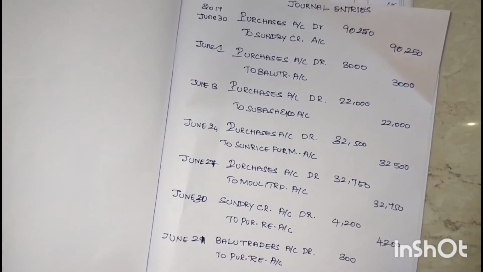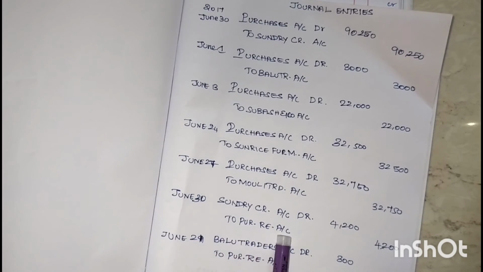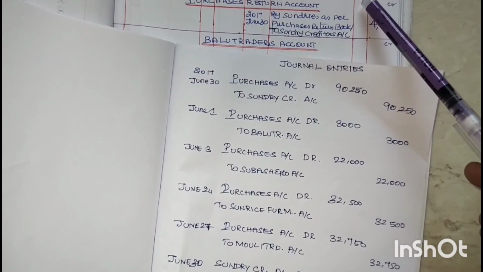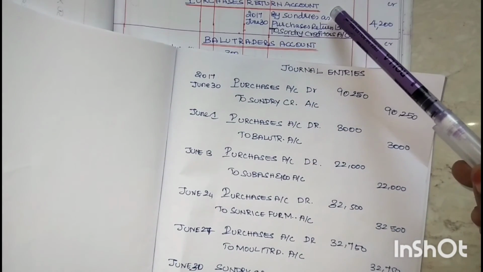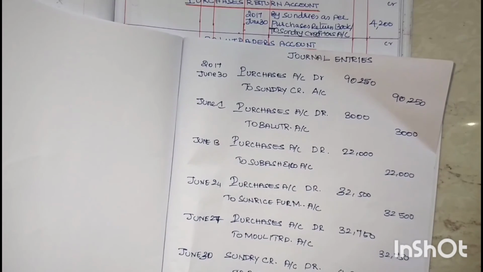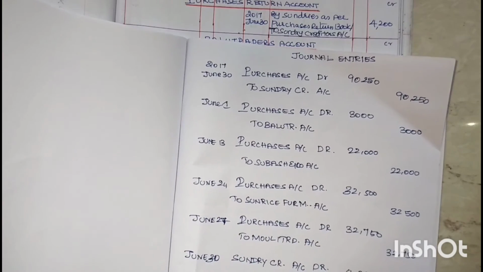Okay. So where is the purchases return account? Purchases return account is on the credit side. So we write the name of the account on the top middle, that is the purchases return account. Where is the purchases return account? It is on the credit side. So we go to the credit side, dated 2017 June 30.